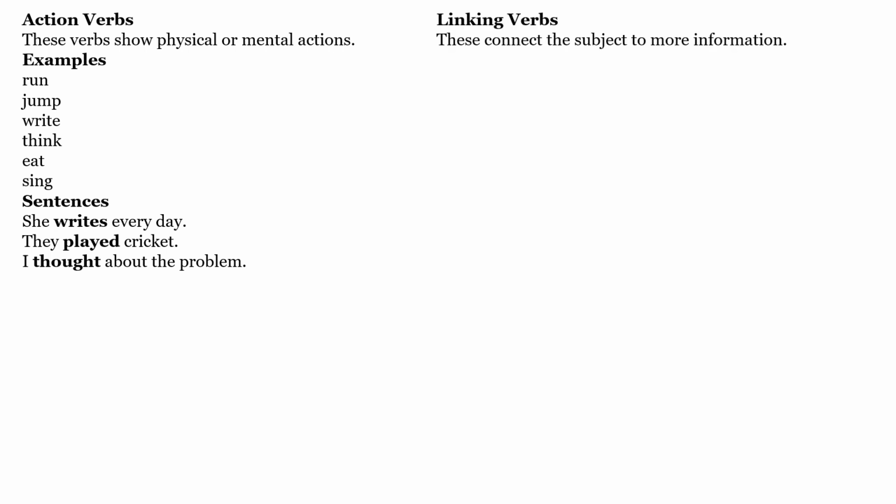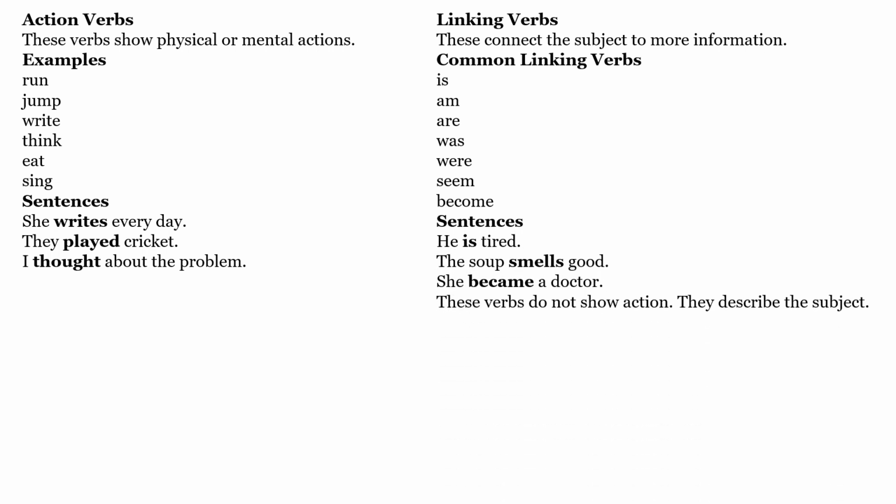Okay. Number two, linking verb. These connect the subject to more information, like is, am, are, was, were, seem, become, etc. Here are some examples of linking verb. He is tired. The soap smells good. Here, smells is a linking verb between soap and its adjective. Okay, she became a doctor. Here, became is a linking verb.